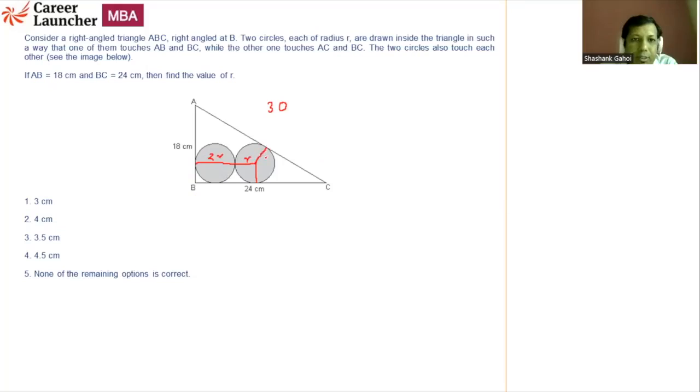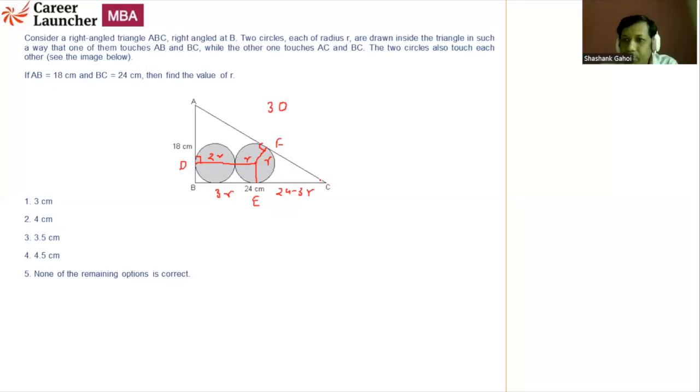I'm going to draw this. This is also going to be R. And this is going to be perpendicular because AC is tangent to this circle. If AC is tangent to this circle and I join the radius, it will be perpendicular. This is also 90 degrees. I'm just going to give names. This is D, let's say this is E, this is F. So I can say BE is going to be 3R. CE is going to be 24 minus 3R.